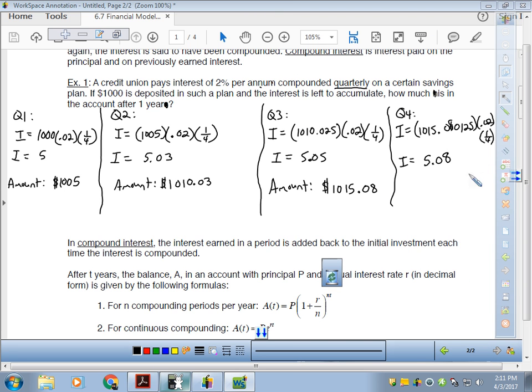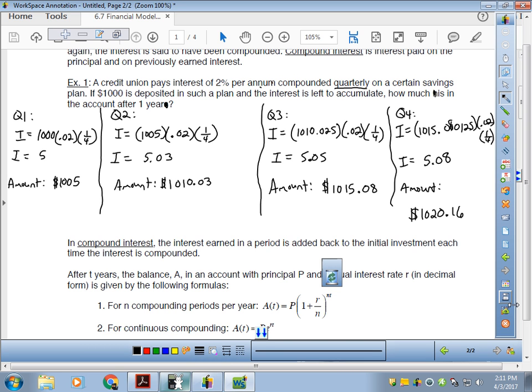I just wanted to verify. Alright, so we had 10, 15, and 8 cents. We need to add $5.08 to it. So now we have $1,020.16. Okay. So you can kind of see it's a slow and laborious process to make this work.